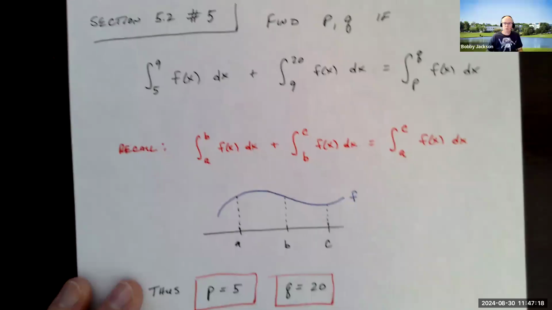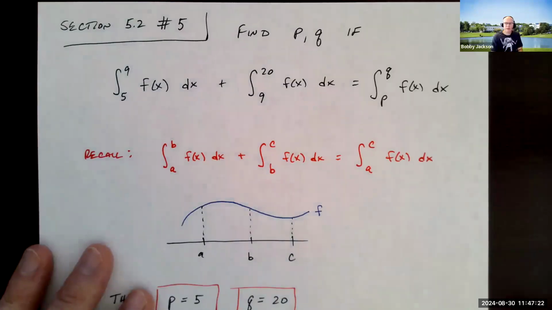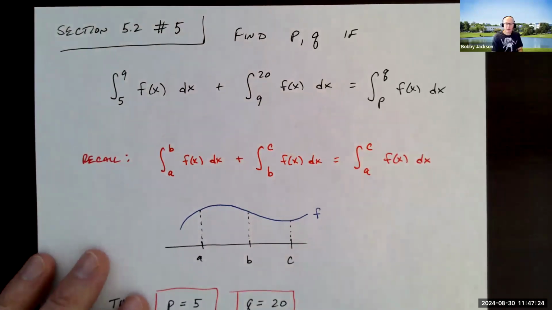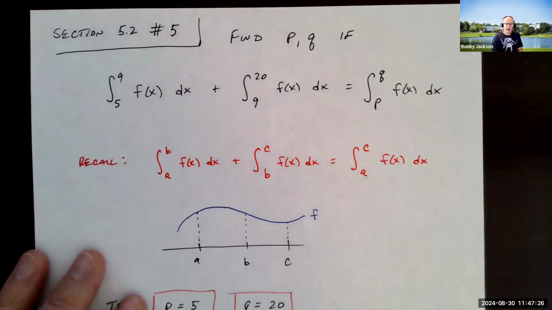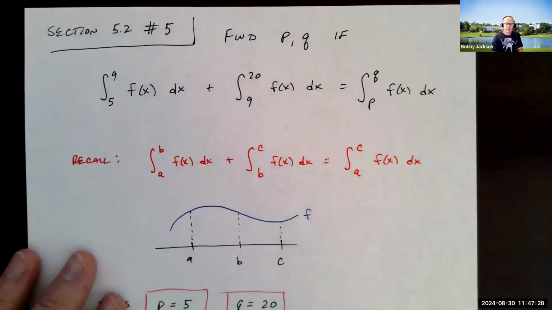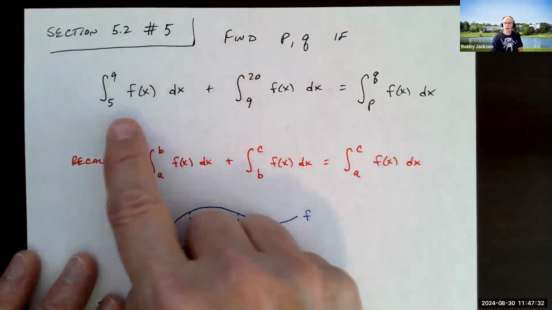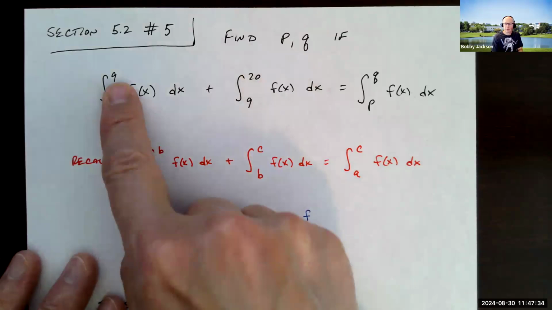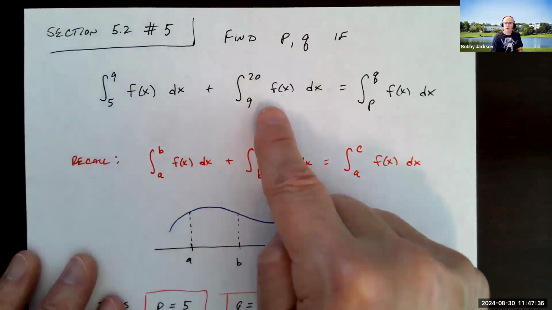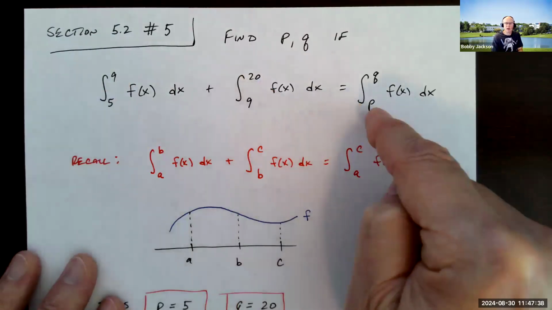Everyone, here's a real quick one for section 5.2, number 5. We're going to find the values of P and Q if we have this integral, the integral of f from 5 to 9. This is a definite integral, right? Plus the integral of that same function from 9 to 20 is equal to the integral from P to Q, right? So what are these limits of integration going to have to be?